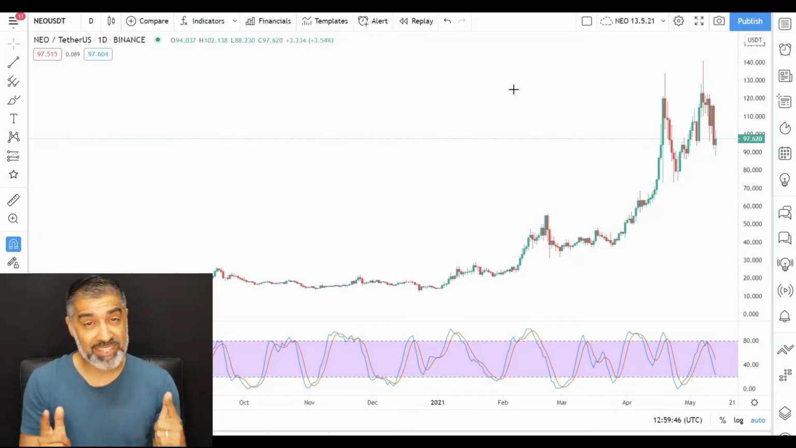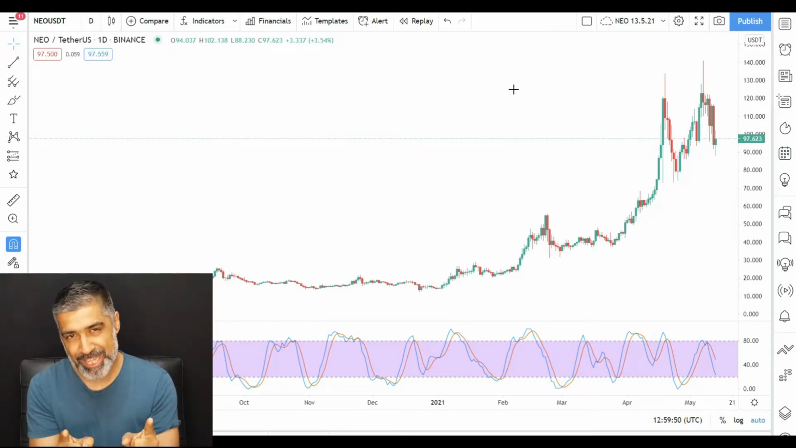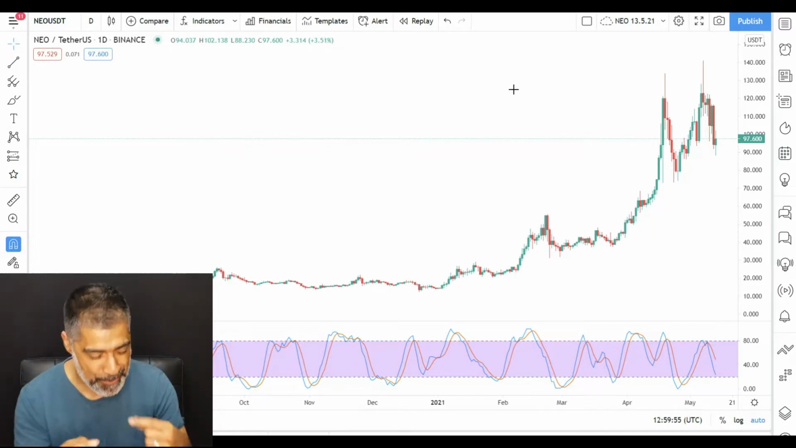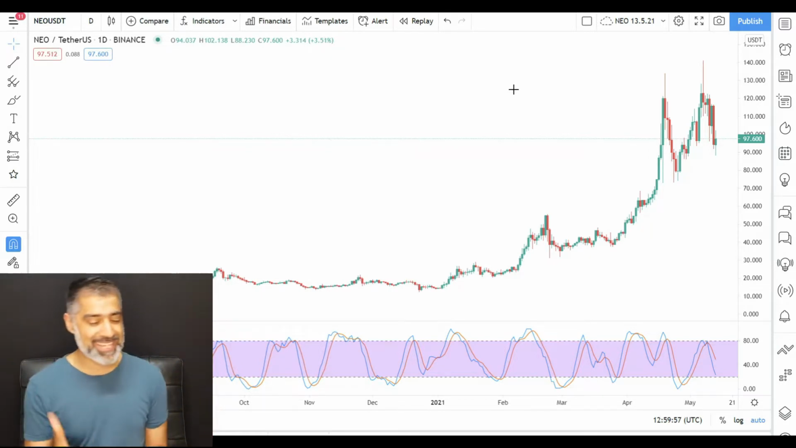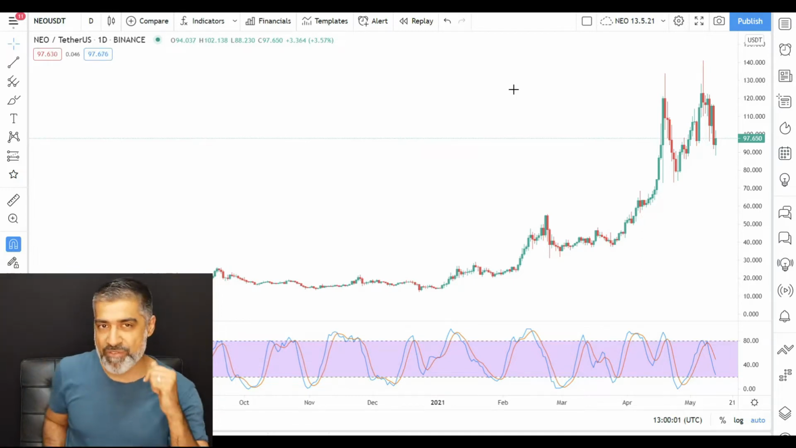I'm Jagir, and today we're going to focus on the Chinese Ethereum. Yes, not Morpheus, but Neo. Yes, the one. Is it the one? I don't know. But today we're going to look at it from a technical analysis standpoint. Elliott wave theory, Fibonacci theory.